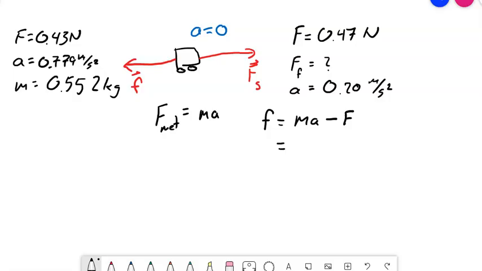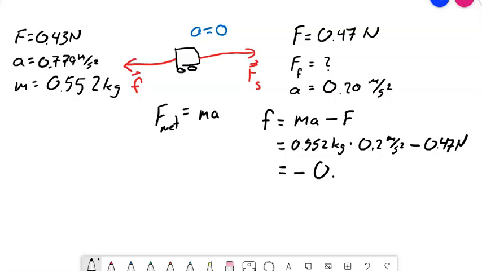And so ma is 0.552 kilograms times 0.2 meters per second squared. We're going to subtract 0.47 newtons, and that gives us a frictional force: 0.552 times 0.2 minus 0.47. That gives us a frictional force of minus 0.36 newtons.